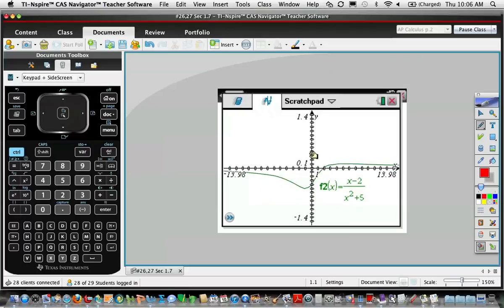So what I want to see on this one is, first of all, what's happening way out to the left and way out to the right. It looks like it's a horizontal asymptote.